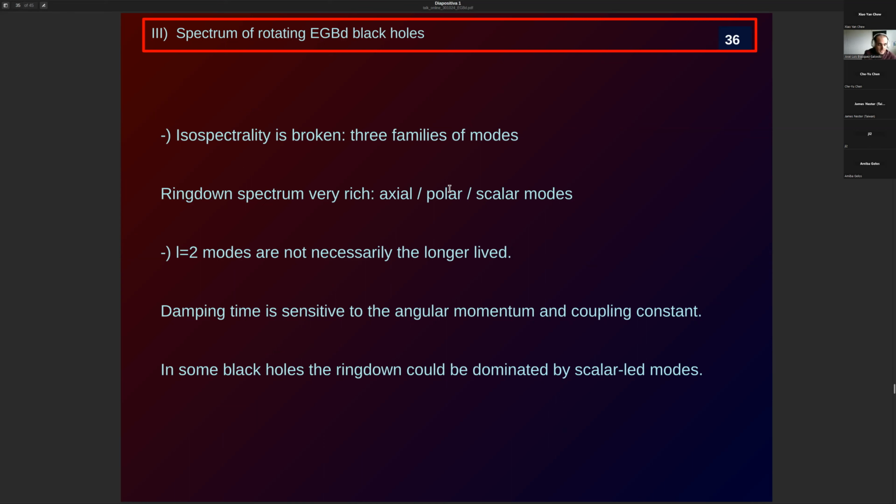But also a very interesting idea is that the L equals 2 modes are not necessarily the ones that live longer. As I have showed you before, you can have L equals 3 living longer, or even L equals 2 scalar. In some cases, L equals 3 scalar. That's a very rich phenomenology in this spectrum. In fact, what happens is that the damping time is very sensitive to both the angular momentum and the alpha, right, the coupling constant. And so this has to be treated with a bit of care when you model the ringdown.